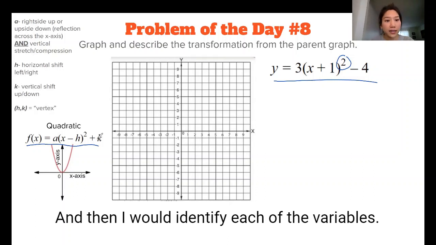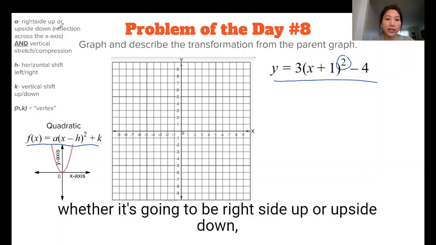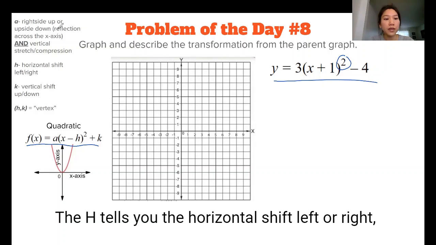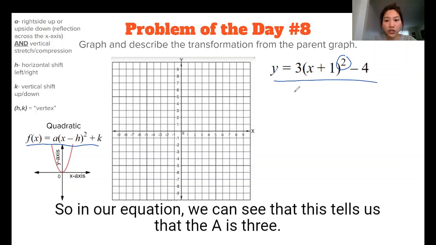And then I would identify each of the variables. So remember, A tells you two things, whether it's going to be right side up or upside down. And it also tells you the vertical stretch or compression. The H tells you the horizontal shift left or right, and the K tells you the vertical shift up or down. So in our equation, we can see that the A is 3.